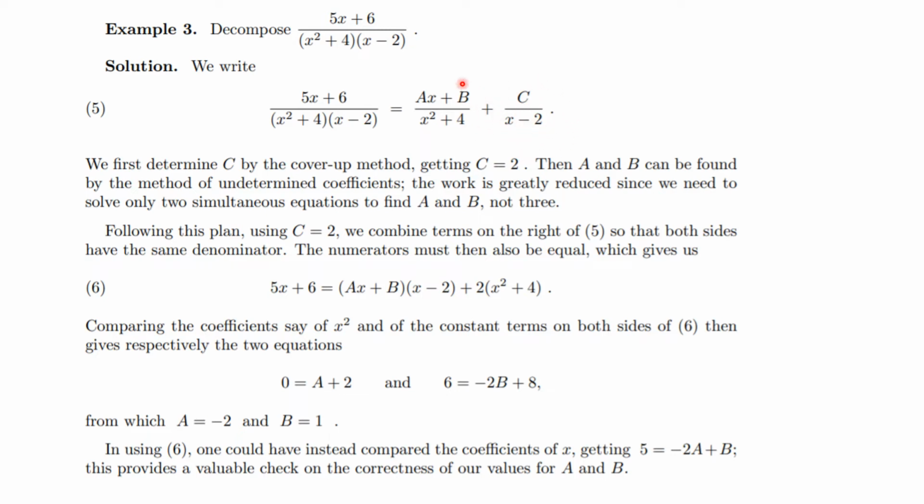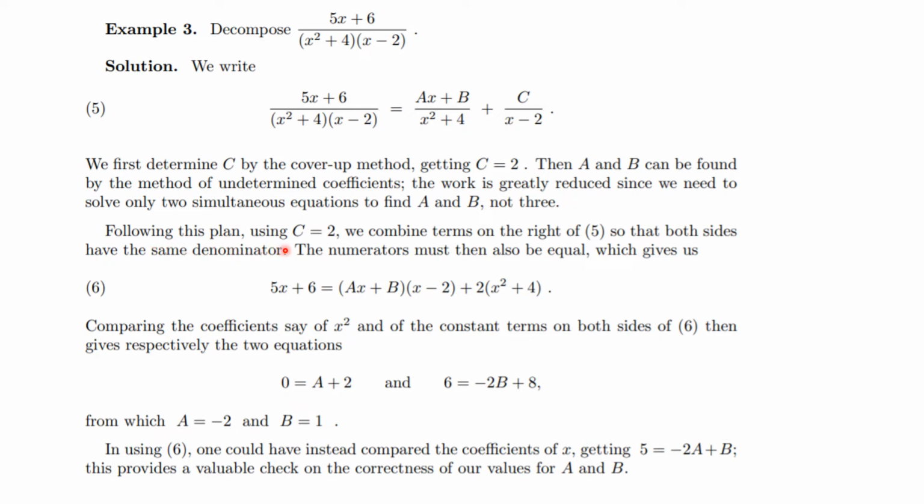But you see, even though we can't use Heaviside on this, we can use Heaviside on this. So if we use the Heaviside method just on C, we can determine C by the cover-up method, and you get that C is 2. But now, instead of having 3 equations and 3 unknowns, you have 2 equations and 2 unknowns. So after you know that C is 2, you can substitute that in, and then A and B can be found by the method of undetermined coefficients. So you're solving 2 equations rather than 3 equations, and that's a reduction of at least a factor of 1/3. So you reduce the work by 1/3.